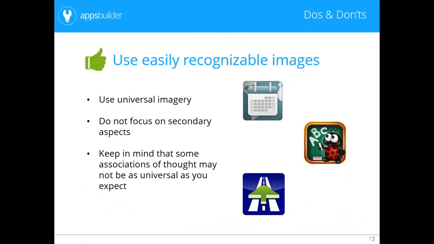Your app icon, like we said, should be able to talk about your app's features at first sight and across all languages. That's the main advantage of using icons. So make sure that you are using universal imagery in your app icon, such imagery that can be easily recognized by people of different languages and cultures. Also, avoid focusing on secondary aspects or on associations of thought that may not be as universal as you expected. Maybe it's an association that is absolutely natural and normal for you, but it's not something that might be as natural for other cultures and for people speaking other languages, for example.